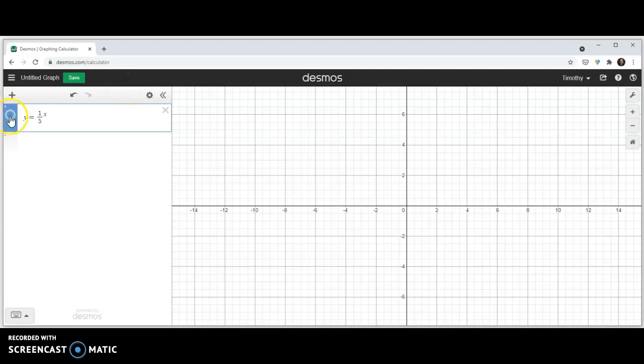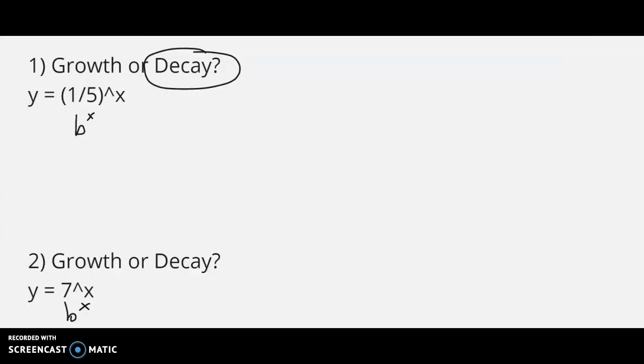All right, let's turn that function off and look at the other one. The other one was 7 to the x power. Look at those y values. As we go to the right, the y values increase, showing exponential growth.